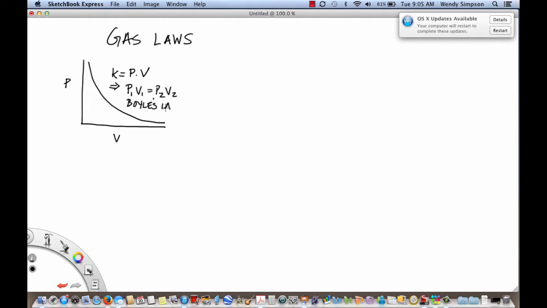So in this gas law, we have an inverse relationship between pressure and volume. And remember, when an inverse relationship occurs, when one variable goes up, the other variable goes down.